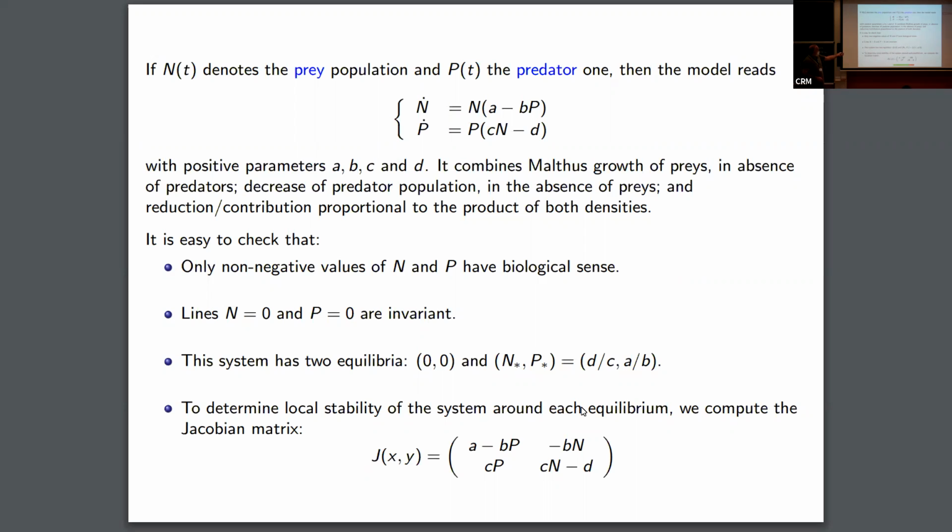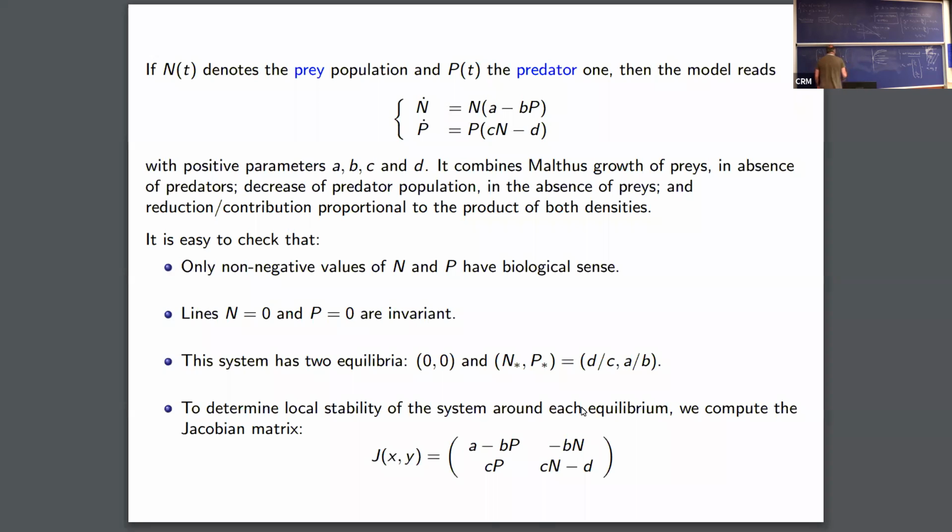In my case, N is the population of prey, P is the predator, and observe what you have is to just put it in this way. You have N dot, P dot. For the intrinsic growth, you're assuming that the prey, if there is no predator, increase in an infinite way. In the case of predators, if there is no prey, they just decrease exponentially. So you have this.